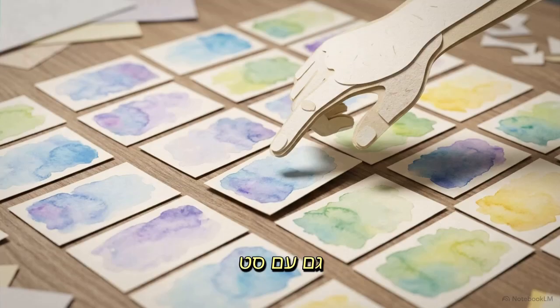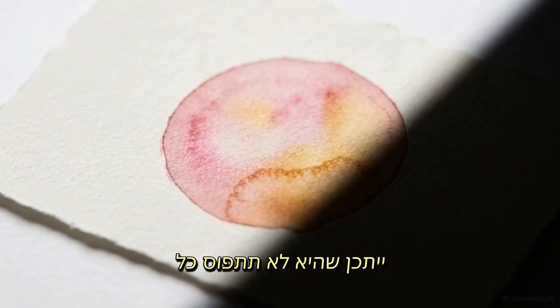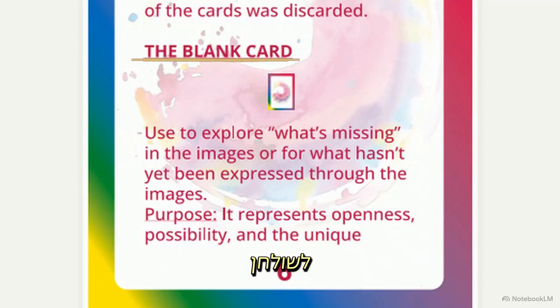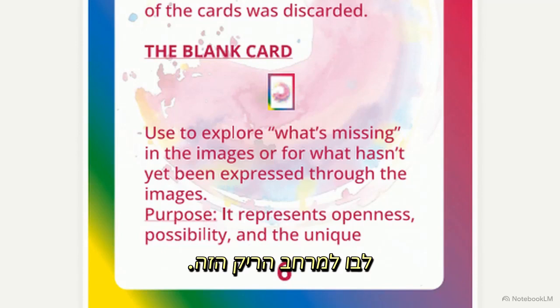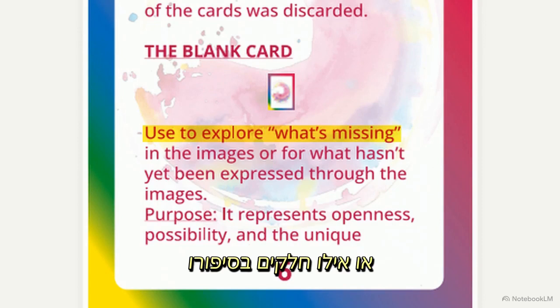Even with a diverse set of images, a pre-painted deck has limitations. It might not capture every exact nuance of your client's specific identity, relationship history, or trauma. To address this, bring the blank card onto the table alongside their chosen piles. Direct their attention to this blank space. Ask them to explore what is missing from the images or what parts of their story haven't yet been expressed.